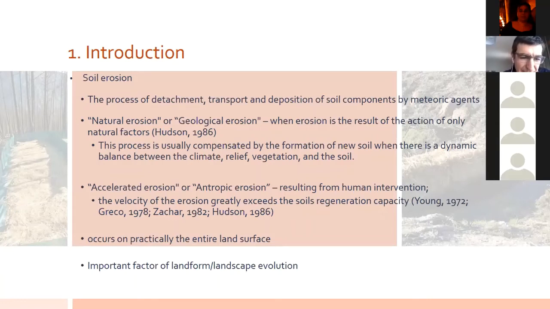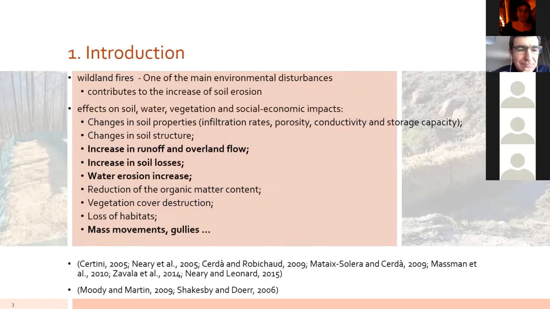This accelerated erosion implies that we have a velocity of erosion that greatly exceeds the soil regeneration capacity. Soil erosion occurs in almost all land surface, and it is an important factor of landform and landscape evolution. When we talk about soil erosion, we have firstly to talk about these processes occurring in areas that are affected by human activities or affected even by fires, forest fires or wildland fires.